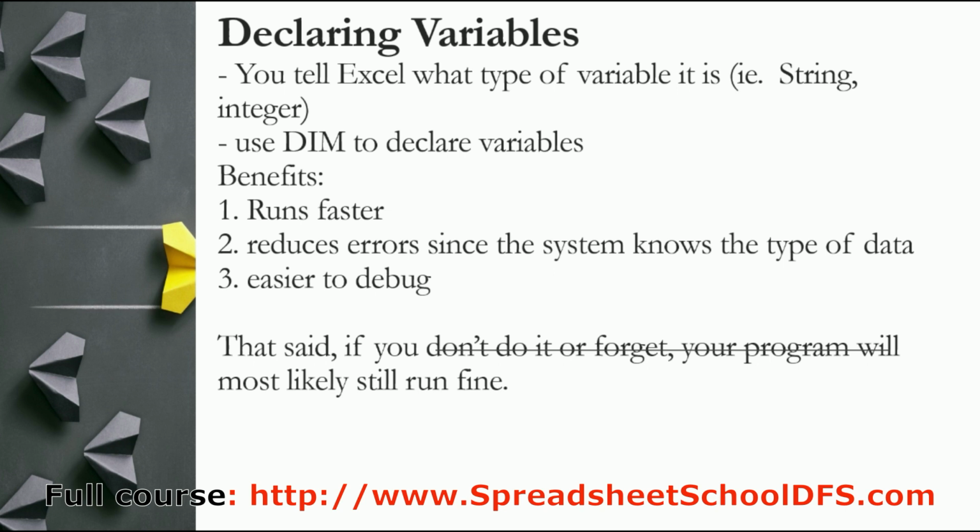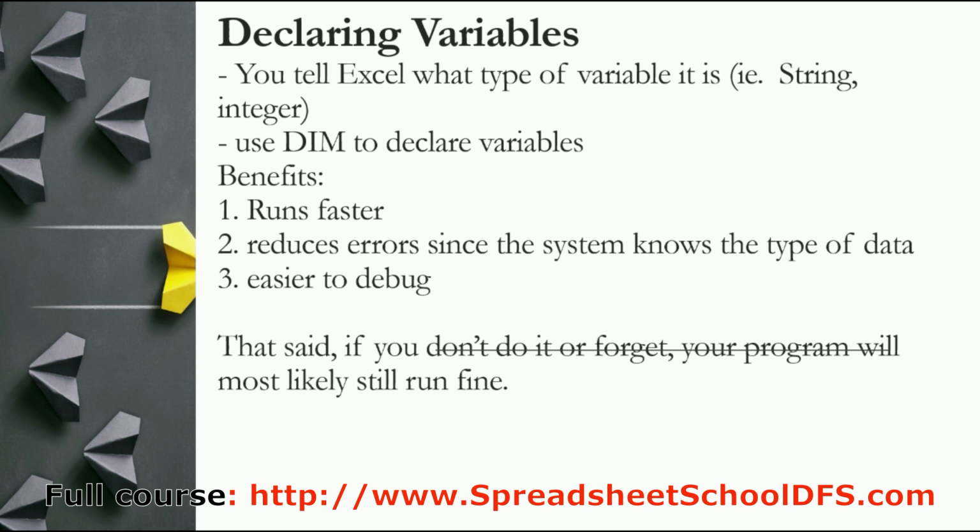But really, the two main ones that I use are string or integer. And I'm going to show you in a second how to declare them. You only have to use the term dim, and then you declare the variables. But just really some of the benefits of declaring the variables are just that your code will run faster. It's going to reduce the errors, since the system already will know what kind of data this is. And it just makes it easier to debug when errors do come up.